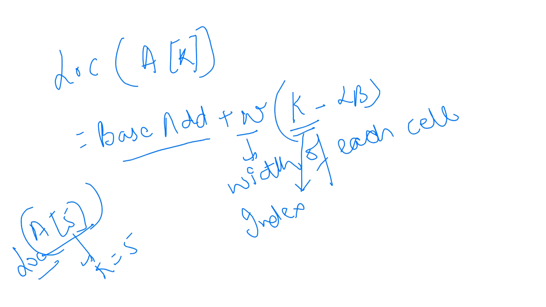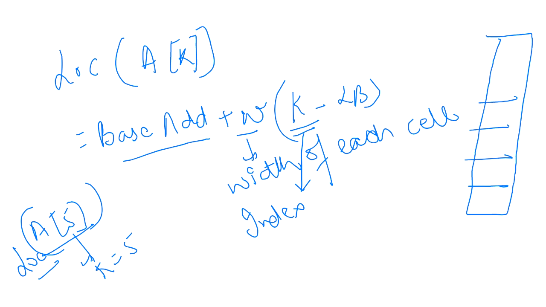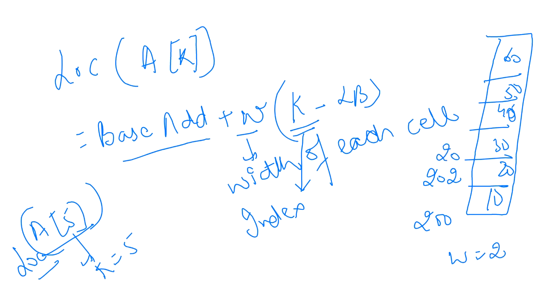Let's take an example. If this is your array, 10, 20, 30, 40, 50 and 60. Let us say the first is at position 200. The second one will definitely be at 202 if w is equal to 2. Then the third one will be stored from 204 to 206, then 206 to 208, then 208 to 210, then 210 to 212.